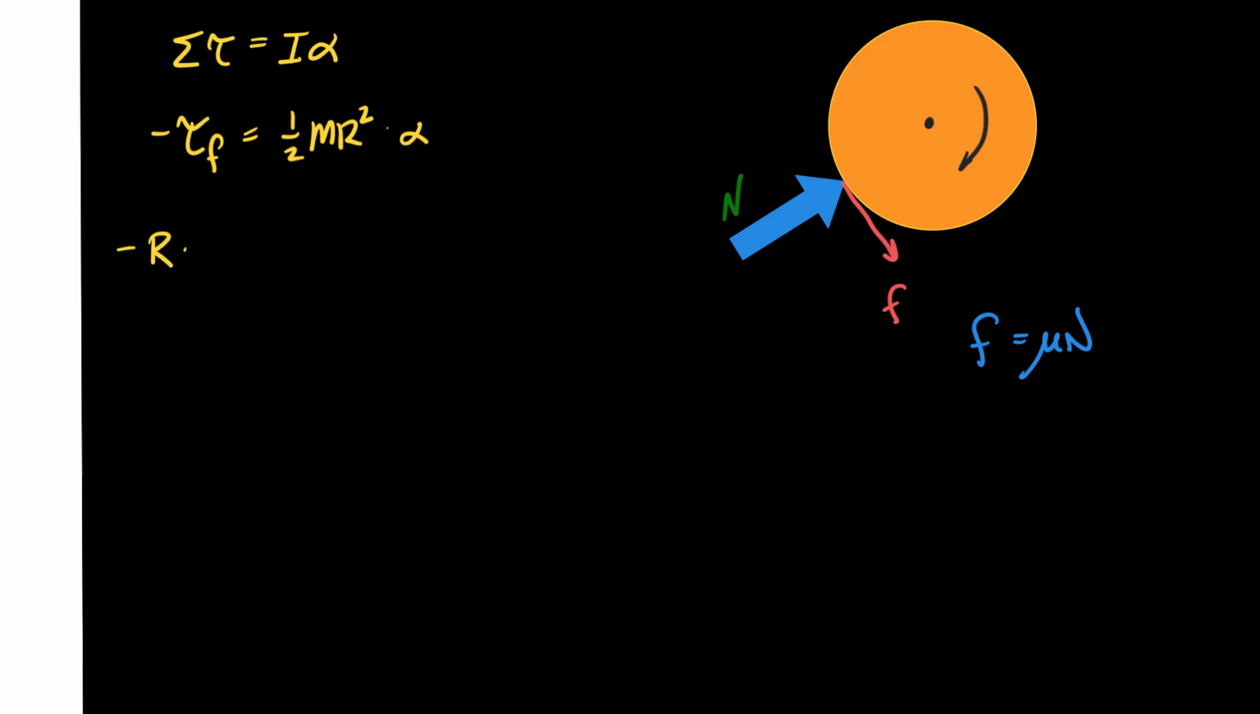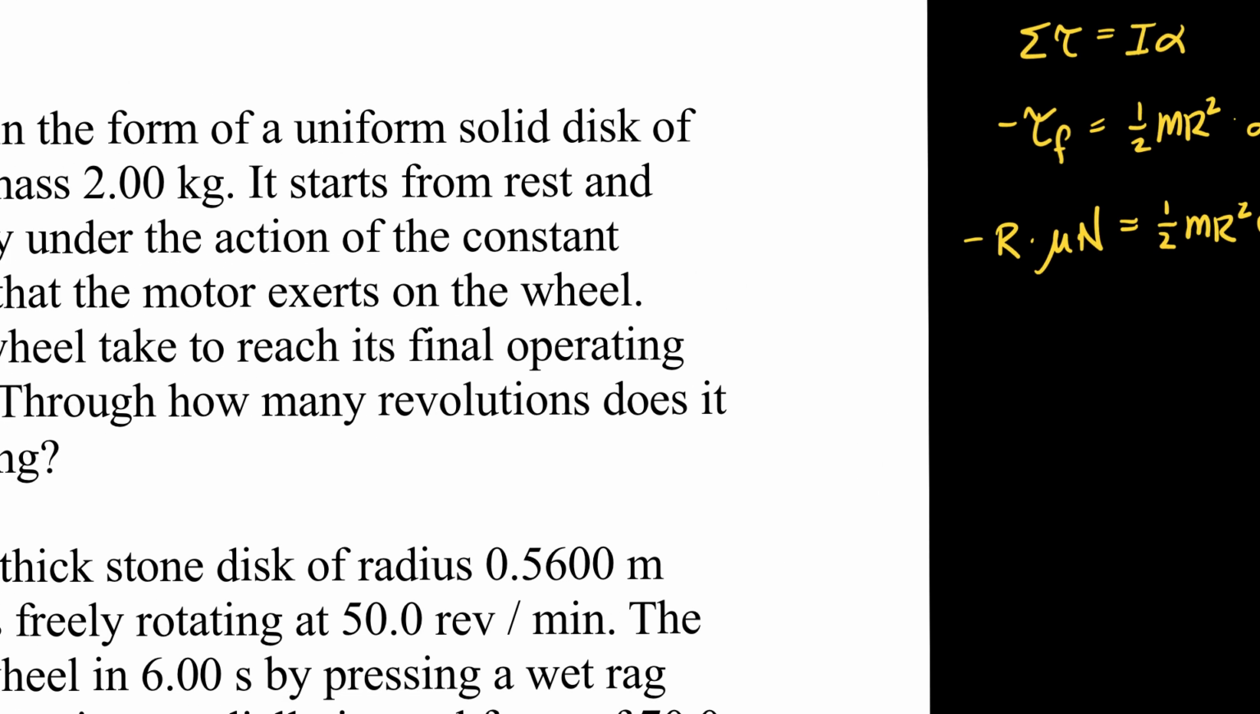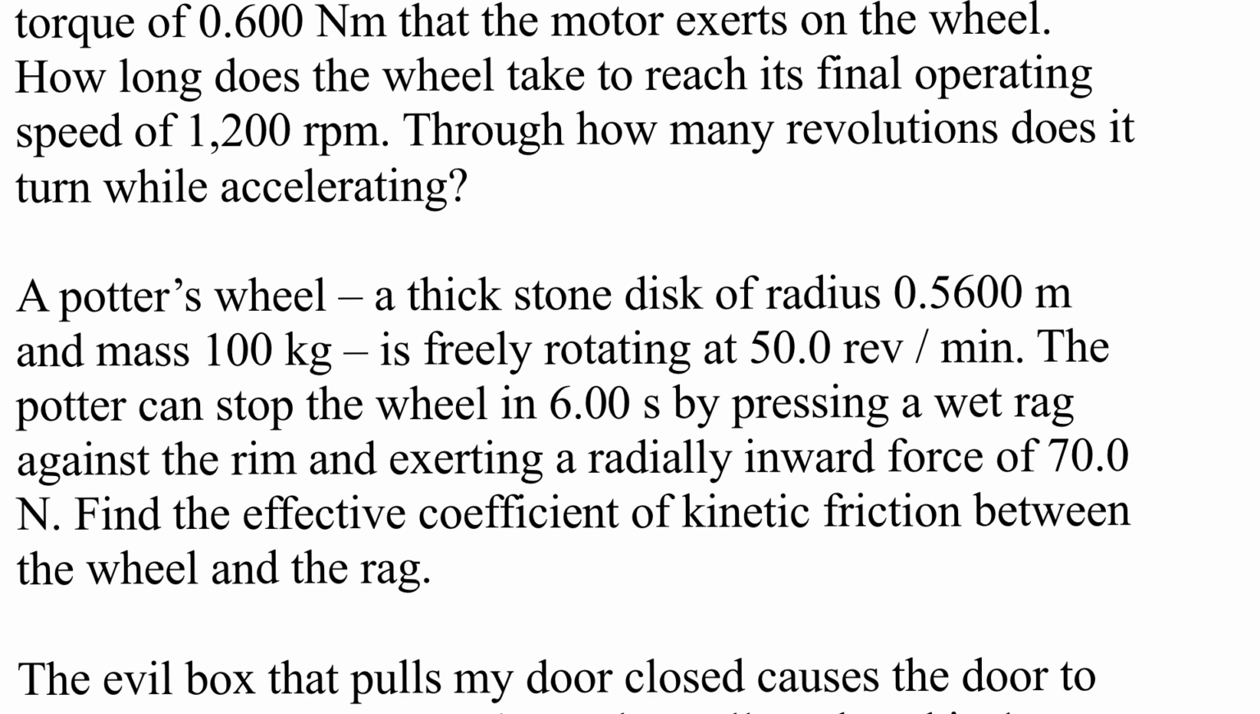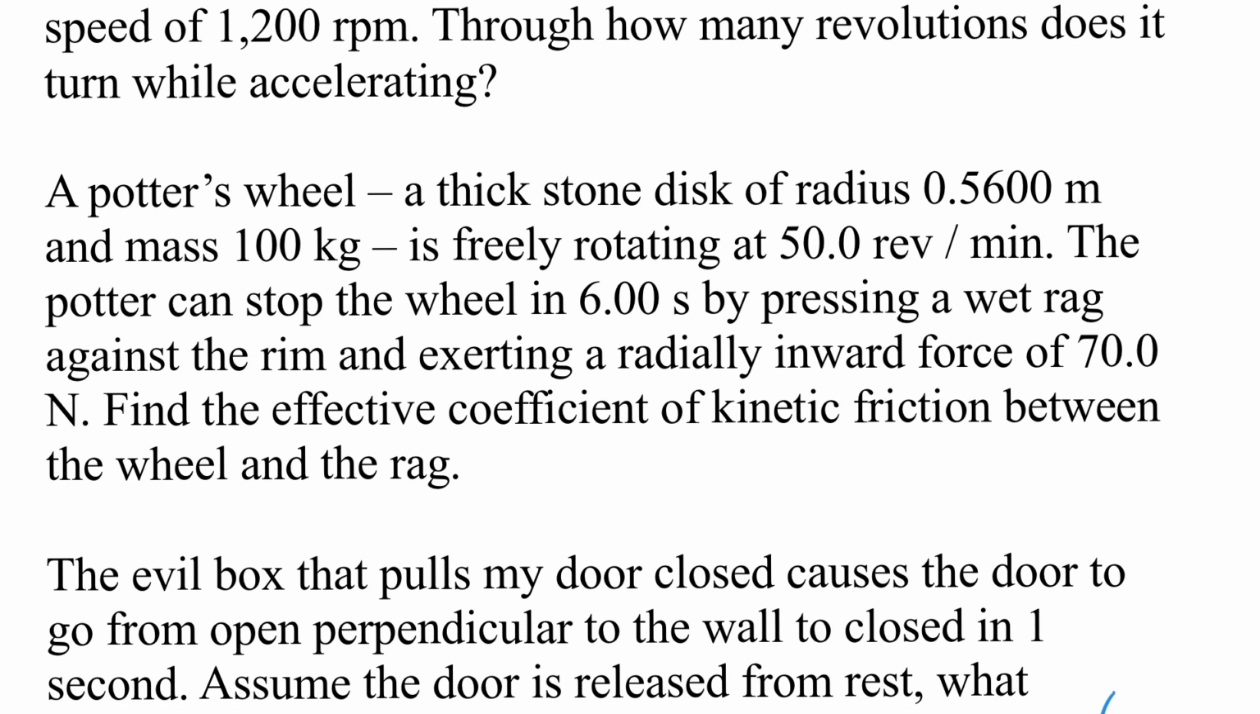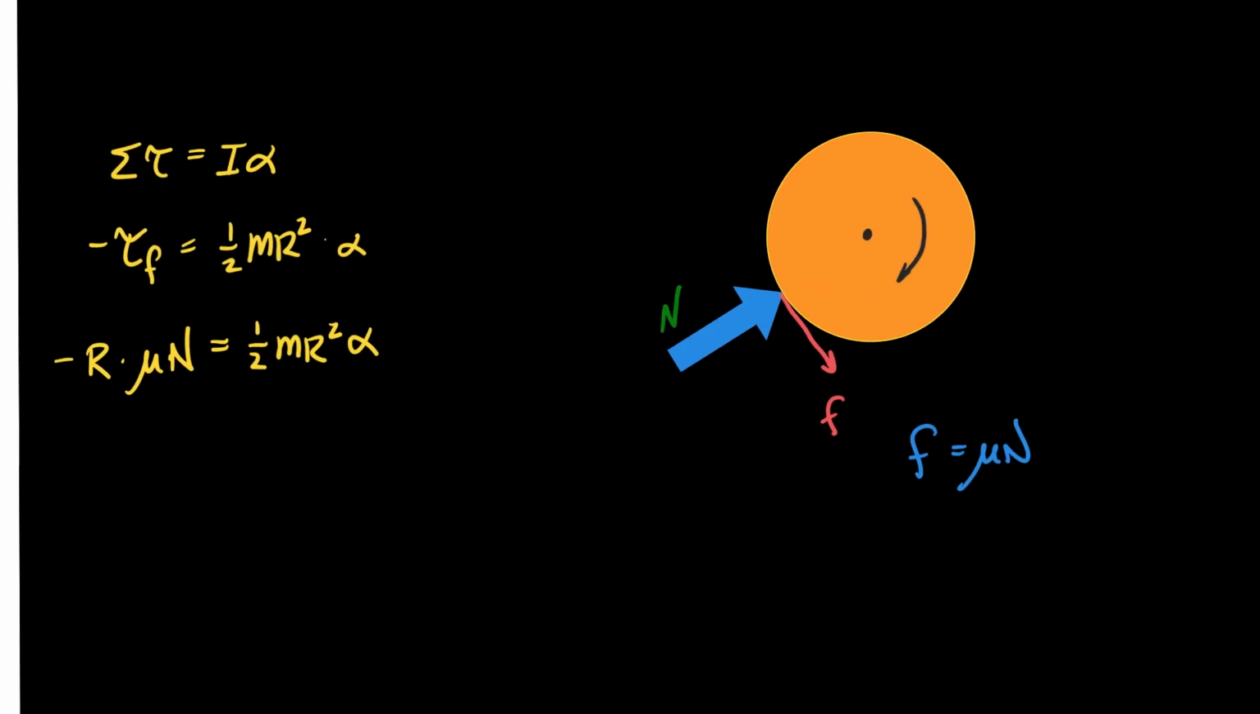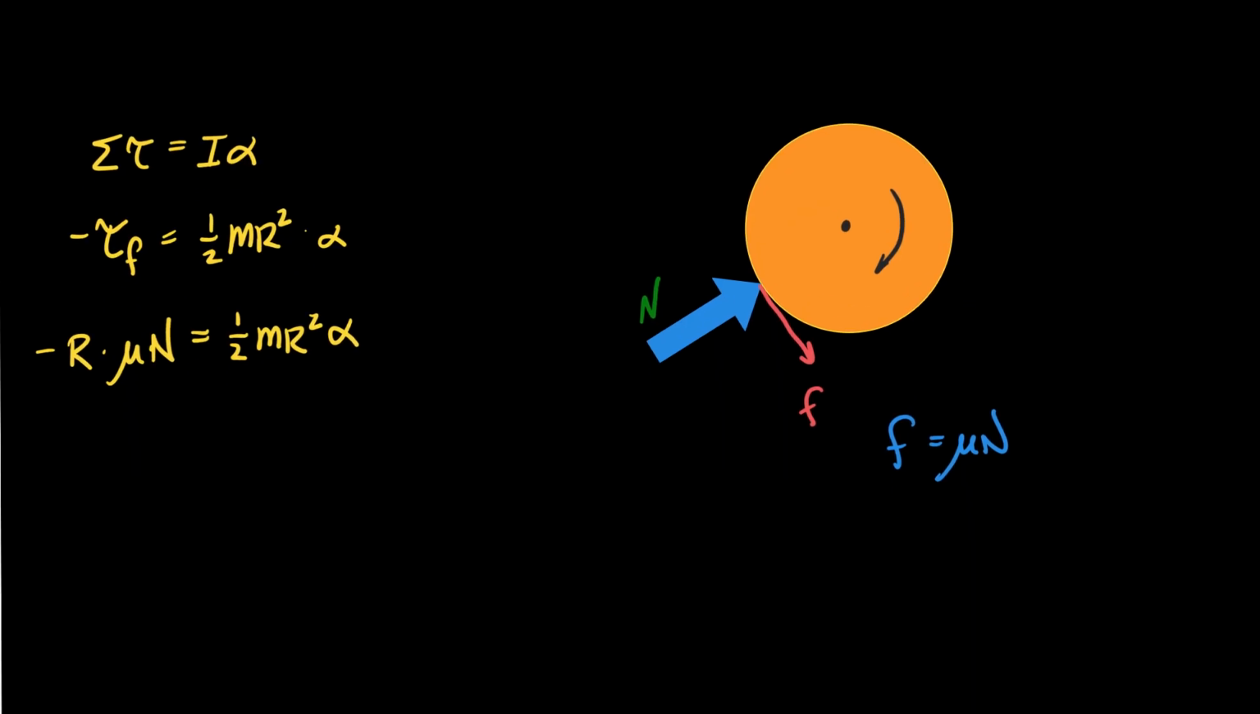R times mu times the normal force. I think it's pretty clear that it's going to act perpendicular to the torque arm, so I'm just going to ignore the sine of 90 degrees. And that equals 1/2 mr squared times alpha. We don't have alpha, but we have information we could use to get alpha. They tell us it takes 6 seconds for the wheel to come to rest from its initial speed of, I don't remember what that is, 50 revolutions per minute in 6 seconds. So I think we can come up with alpha with that information.